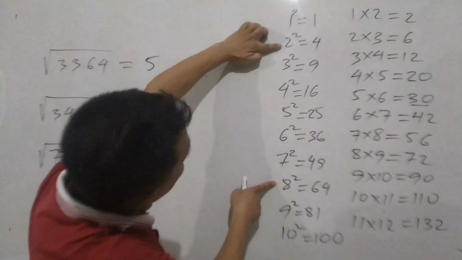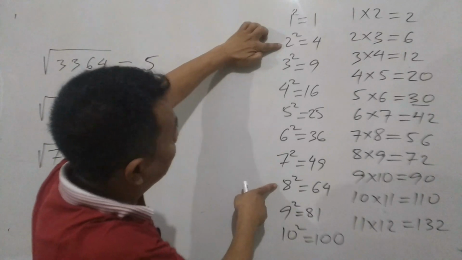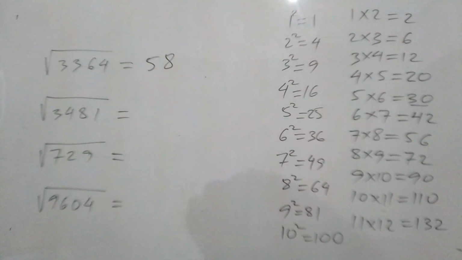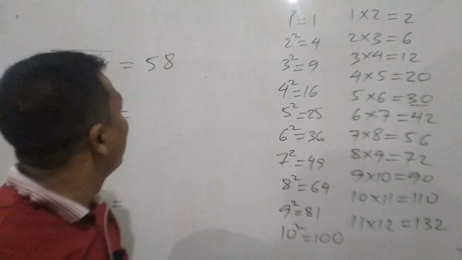We have two numbers: 2 squared and 8 squared. The bigger number is 8. So the square root of 3364 is 58.